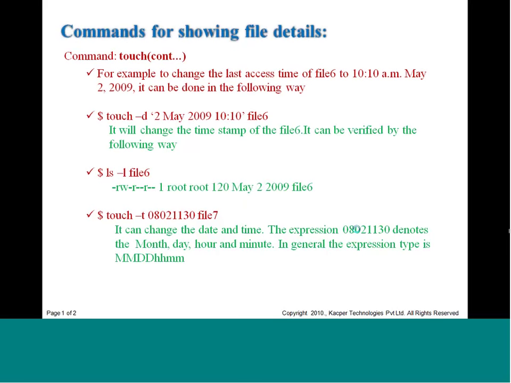So here, as an example, we want to change the access time of file 6 to 10:10 in May. So here we can actually give a particular date, and then we can say touch. So touch minus d 2nd May, followed by the time, and then it will change the timestamp to that particular time. So you can use an ls minus l to verify whether the timestamp change has happened.